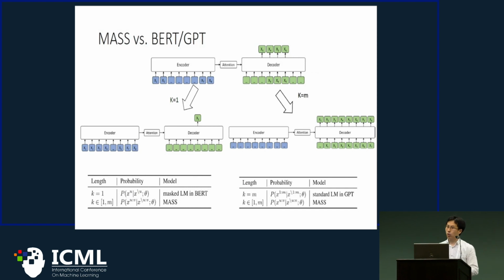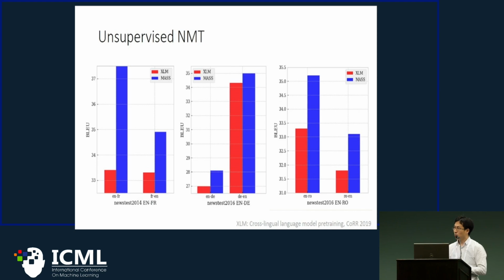So we test our model on different tasks. Here is unsupervised neural machine translation. We pre-train the model on monolingual data and then do neural machine translation. We compare with XLM, a recent technique based on BERT. You can see we achieve very good improvement over XLM on different language pairs and different translation directions.